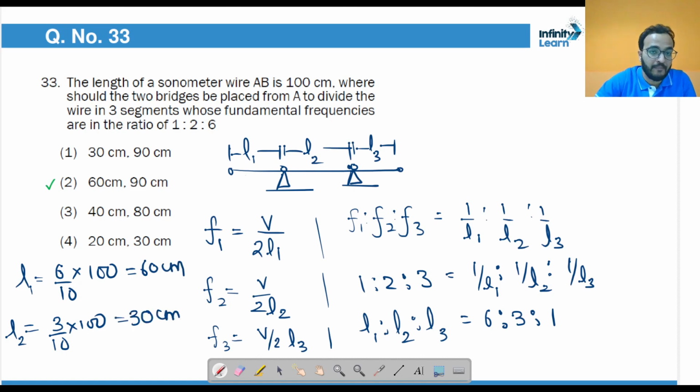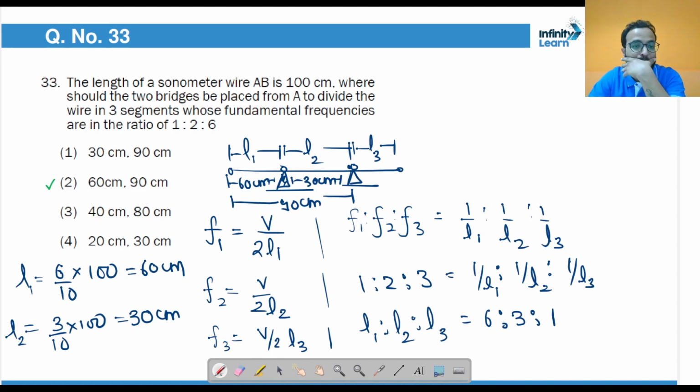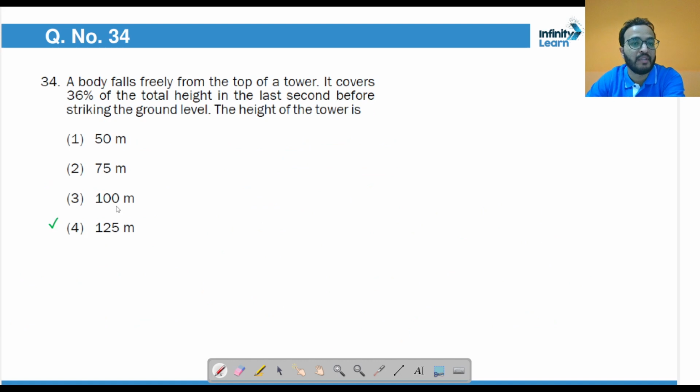But wait. This bridge is at a distance of 60 centimeter, and this gap is 30 centimeter. So the next bridge is actually at a distance of 90 centimeter. So your answer should be 60 and 90, not 60 and 30. Okay, the second option is correct.